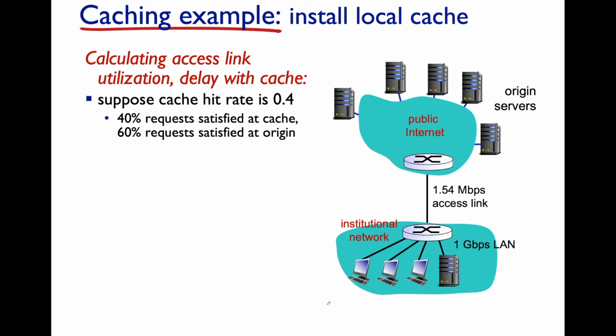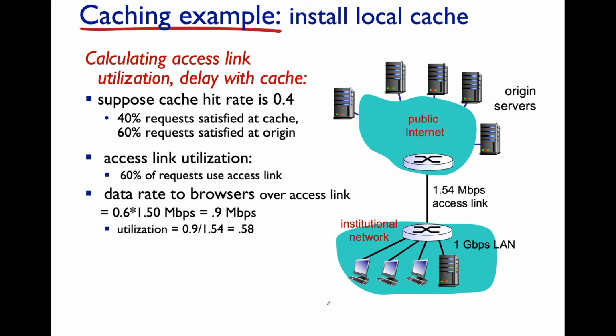So what do we do? That means 40% of the time we have local access, and the remaining 60% of the time we reach out to the origin server to fetch that content. So in this particular case, the access link utilization is only going to be 60% of the requests that use the access link instead of the full 100%. And that's going to result in a dramatic savings in the access time.